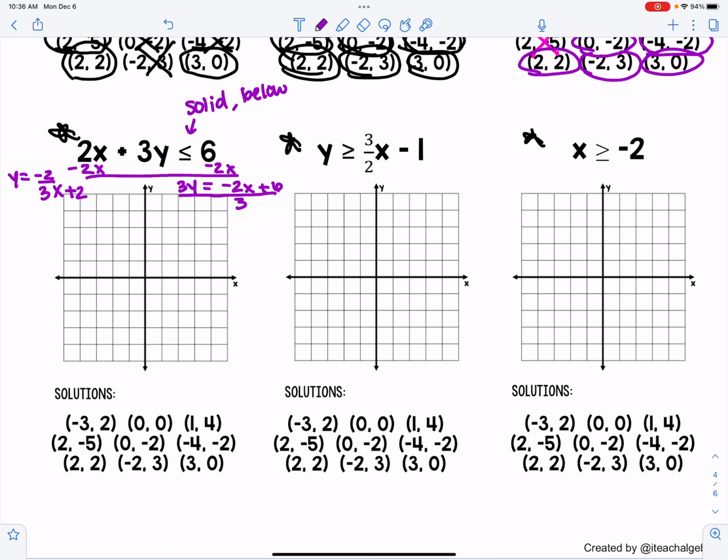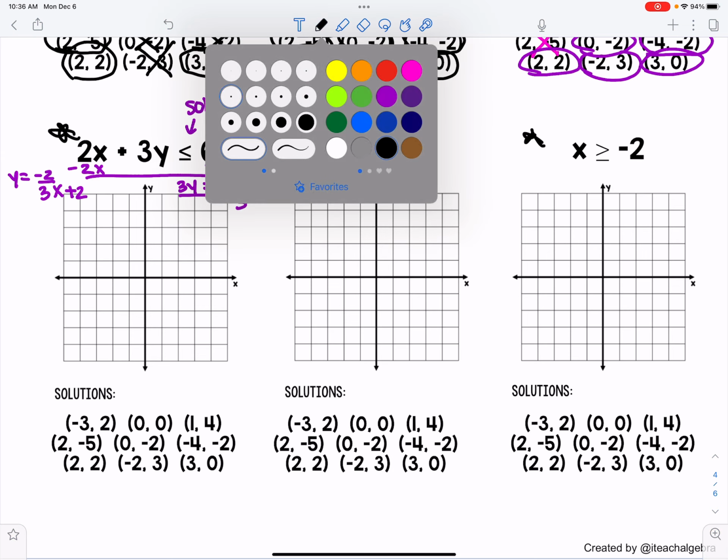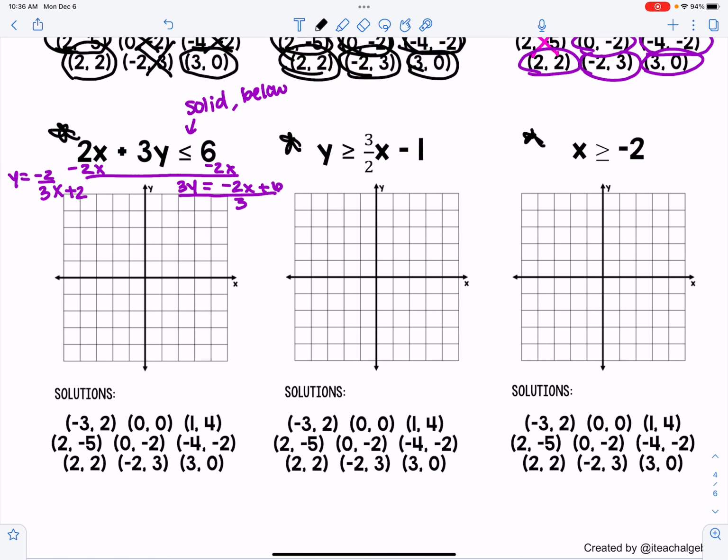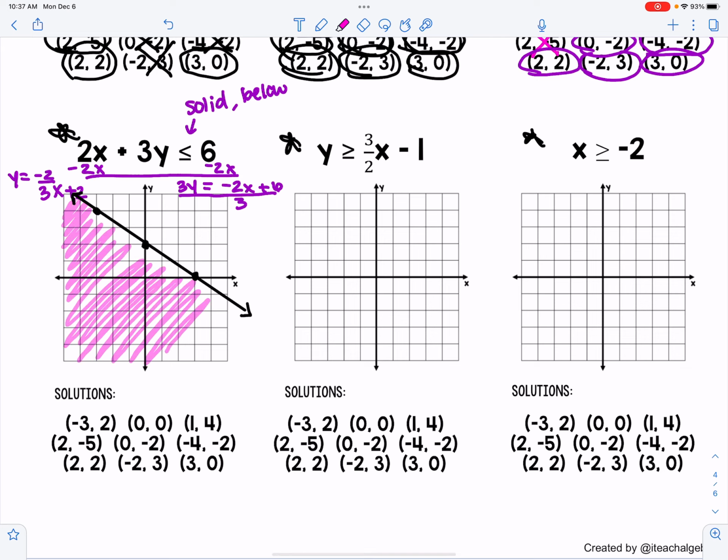All right. And I'm ready to graph. And it will be a solid line like we said. So we start at 2 and go down 2, right 3. And I can go the opposite way as well. And we have a solid line there. Yep, there we go. And like we said, we're going to shade below that line because it was less than or equal to.